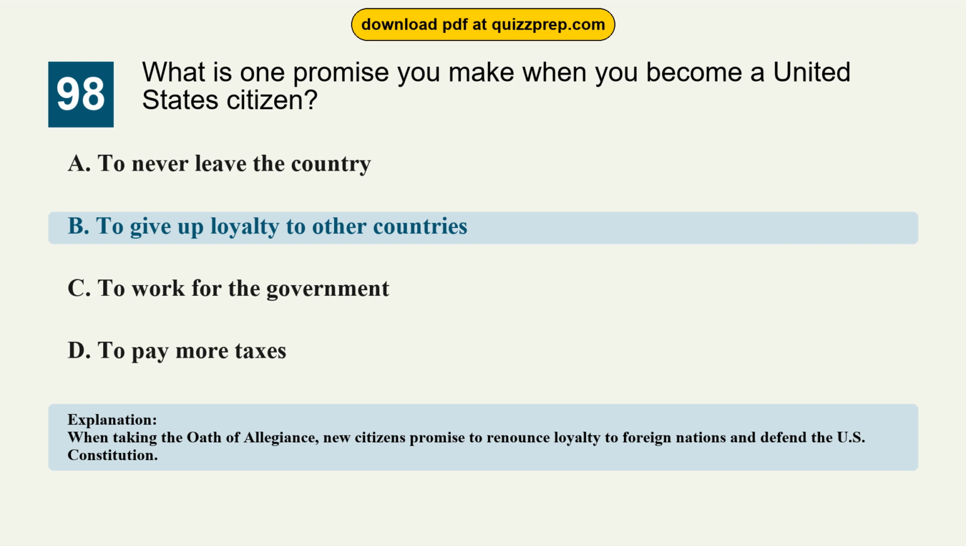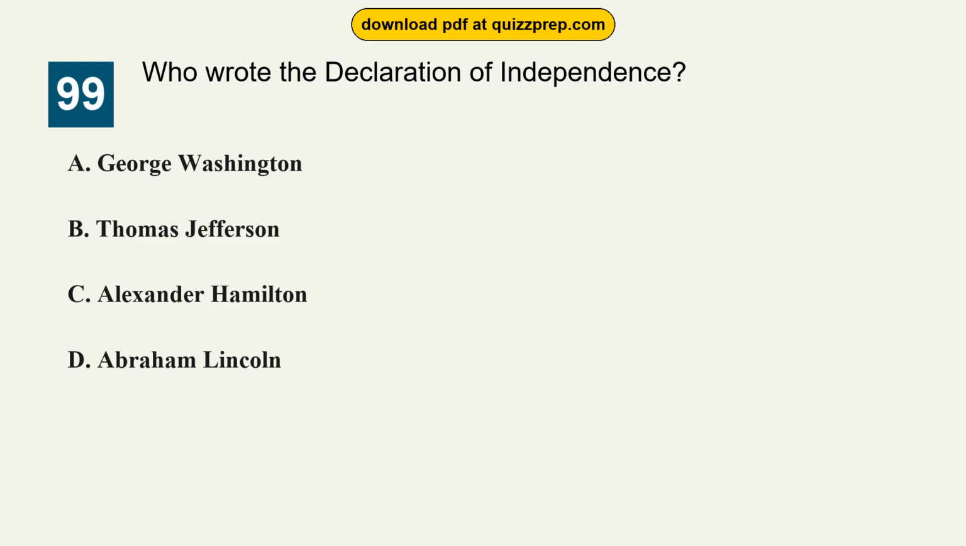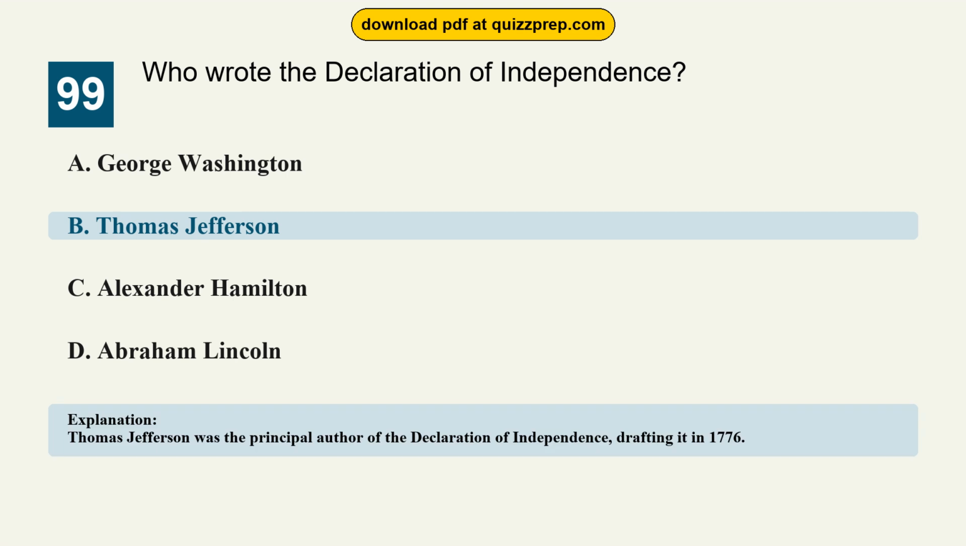Question 99. Who wrote the Declaration of Independence? Option A. George Washington. Option B. Thomas Jefferson. Option C. Alexander Hamilton. Option D. Abraham Lincoln. The correct answer is option B. Thomas Jefferson. Thomas Jefferson was the principal author of the Declaration of Independence, drafting it in 1776.